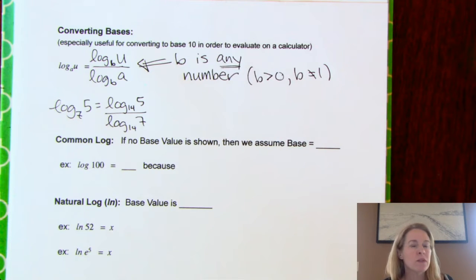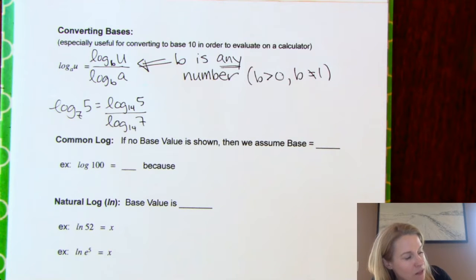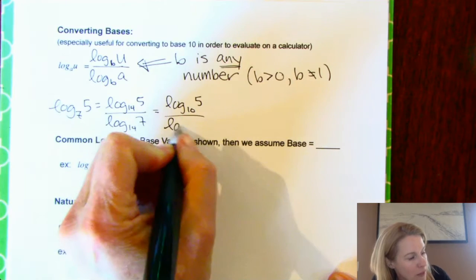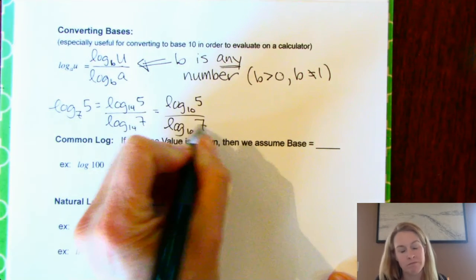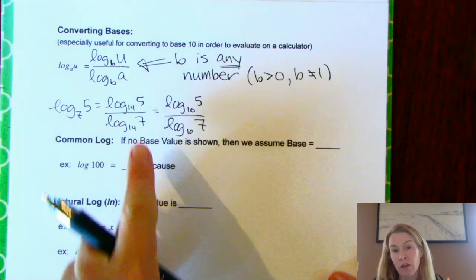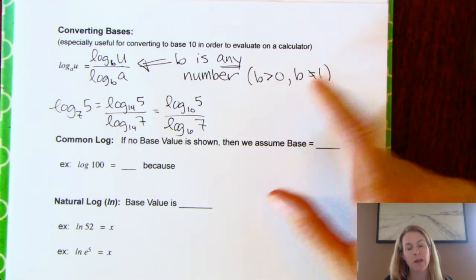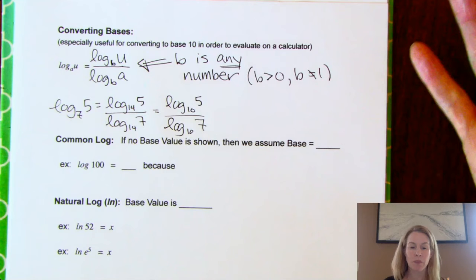What might be more useful is to rewrite it as log base 10, because maybe you have an old calculator and the only log that you can punch in is base 10. Okay, in that case, that would be log base 10 of 5 over log base 10 of 7. Doesn't matter, you can use any base value in the world as long as it matches the requirements for a base value. It has to be positive, can't be 1.